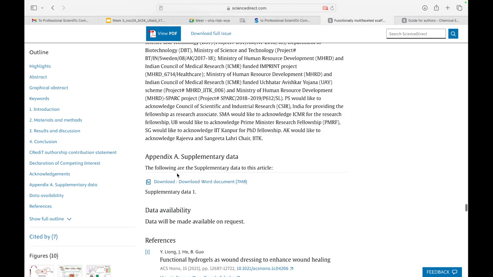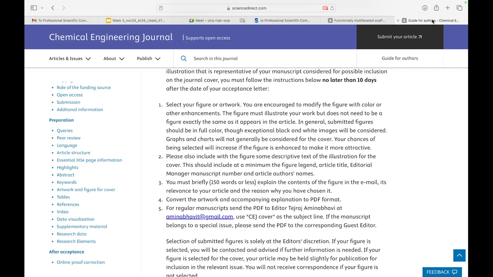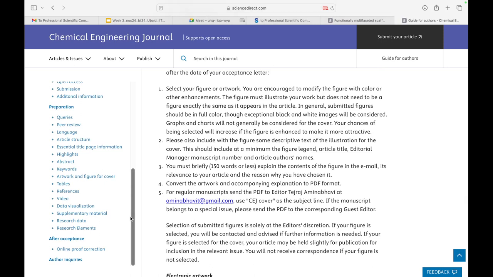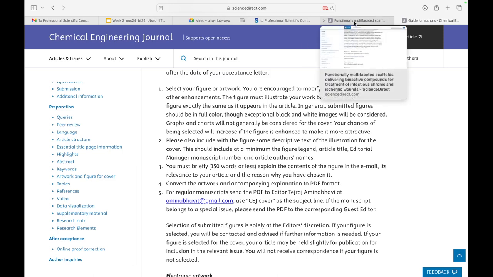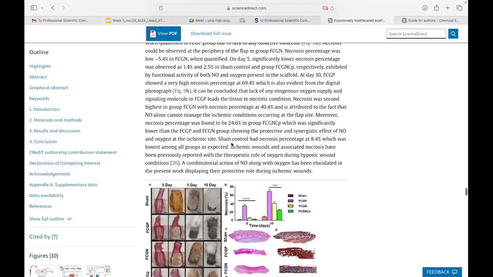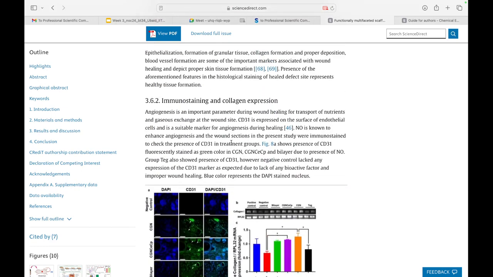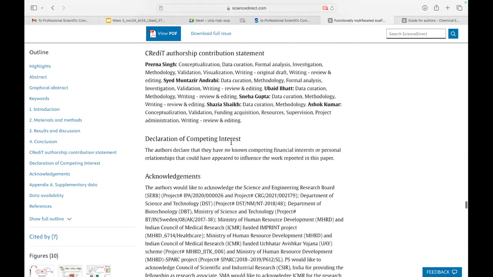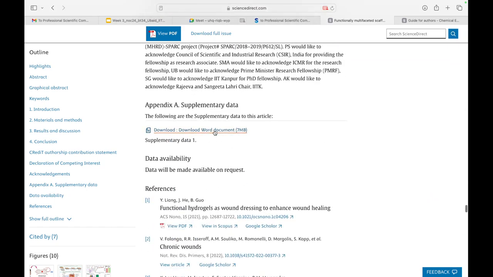After the acknowledgement section, there is supplementary information. For example, you have some data that is not extra data, but is not in the flow, because every paper has a limitation that it can only keep five figures or five figure panels. Some have six. If you have data beyond that, you have to choose which data is more important. You keep that as main data, and other data which in your perspective is not that important, you can keep in the supplementary. That supplementary is also important because it will be linked to your paper. There will be a supplementary section that can be downloaded by readers.